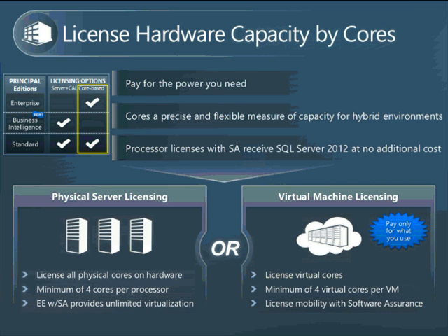You license a minimum of 4 cores per VM, and then there's something down there at the bottom of that slide that's very important. For license mobility, you need software assurance. License mobility is the right that Microsoft grants folks with software assurance on their licenses that allows you to move the virtual machine. Actually, specifically, it allows you to reassign the license from one host to another.